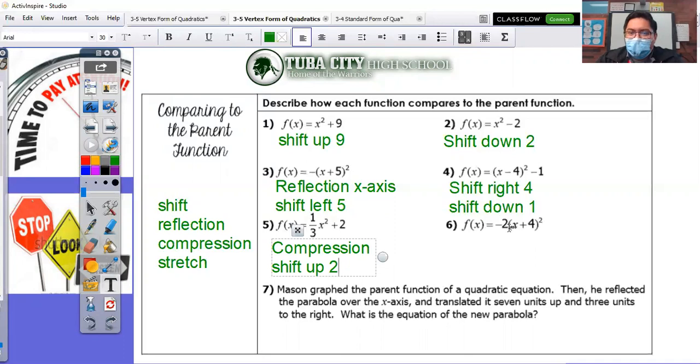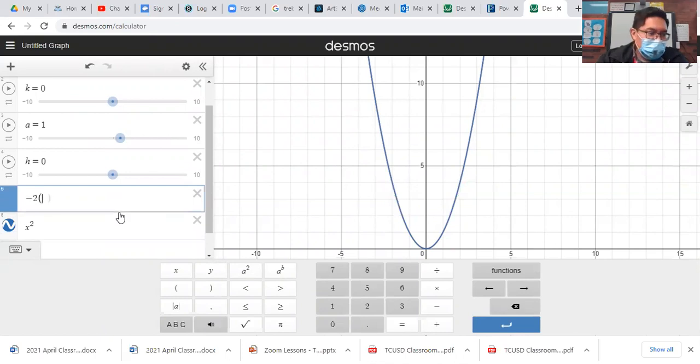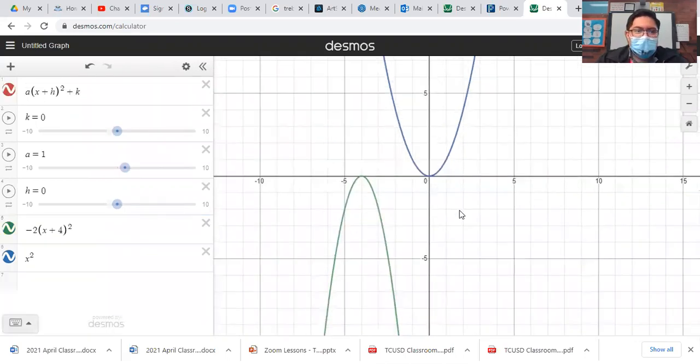So -2 times the sum of x and 4 squared. All right, let's go ahead and punch that into our graph. So I'm going to put it into this one here. And let's see, -2, and then x plus 4 squared. All right, so now again, we need to figure out how did this blue line become the green line? So messing with A first. Nope, not that way.